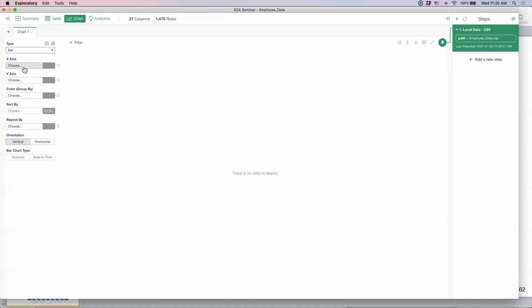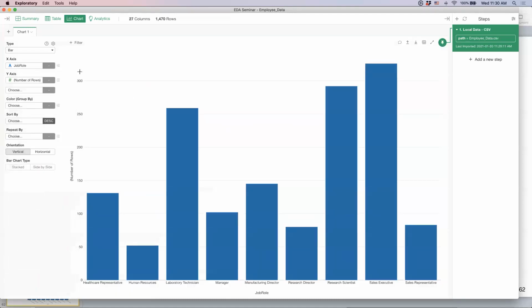What I wanted to do first is job role. If I assign job role to the x-axis, the y-axis default is the number of rows, meaning the number of employees. And I can see that sales executive is the highest, 326 employees are sales executives. The next one is research scientist and so on. This is a categorical variable, right? Job role has 9 different types.